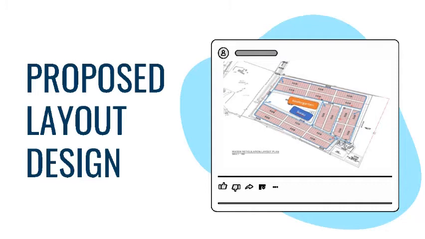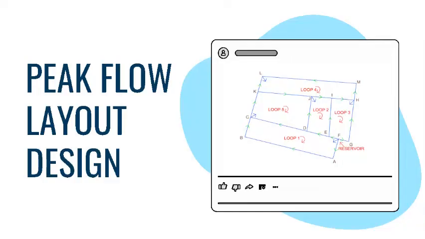Students are given proposed layout design. This is the peak flow layout design that I draw, which consists of 5 loops.